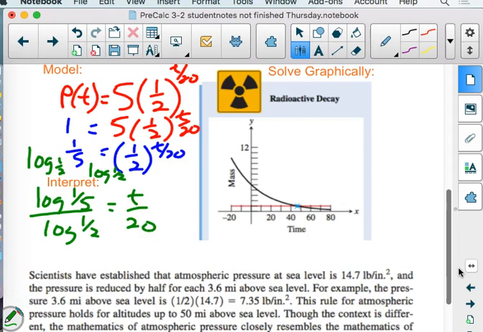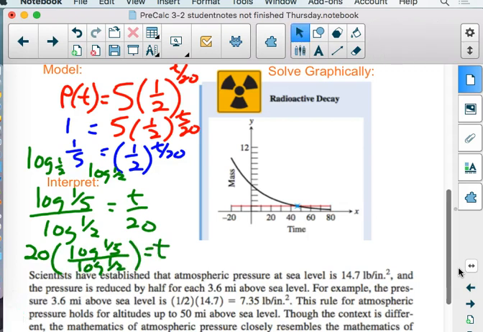So our last step is going to have to be doing what? Multiplying both sides by 20. So we're going to need 20 times the logarithm of 1/5 divided by the logarithm of 1/2 to give us that time. We already have it. Adam, what'd you get? 46.439. Sound right, everybody? Okay, so 46.439.